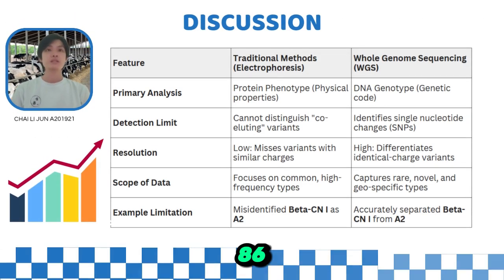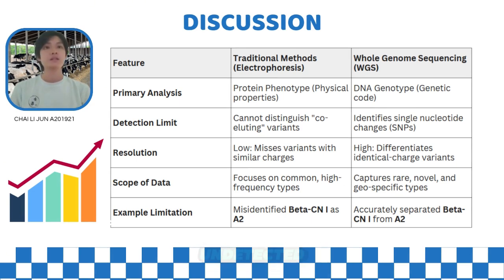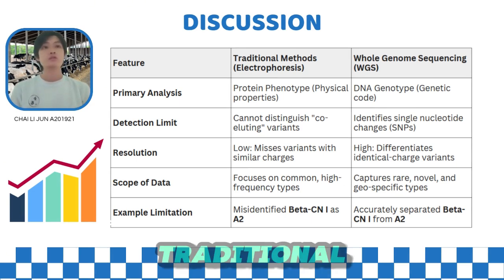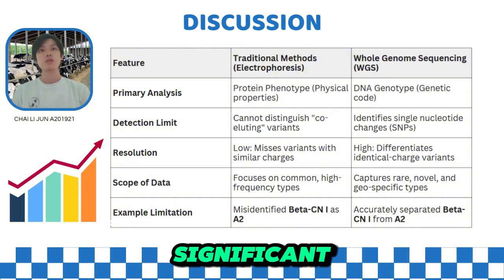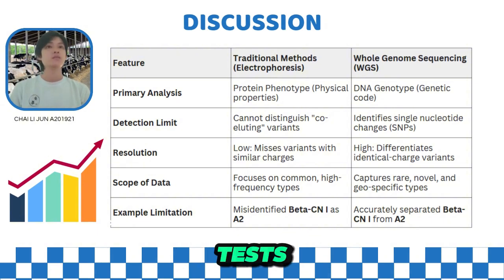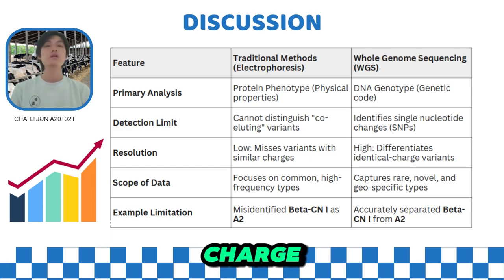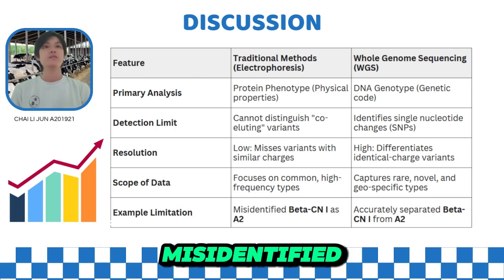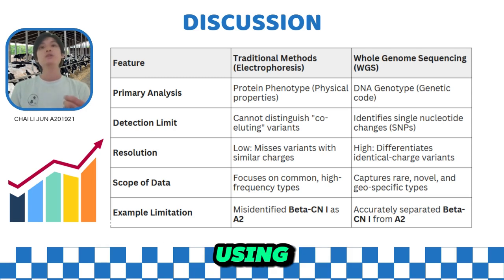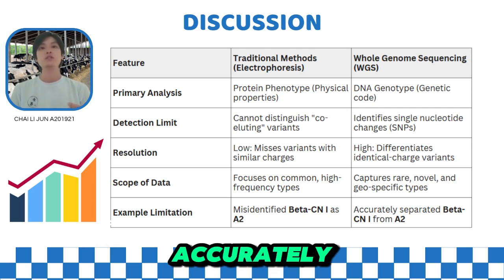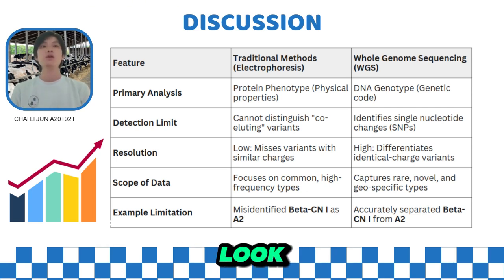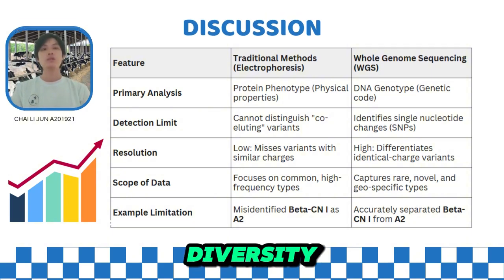Why were these 86 variants previously undetected? The reason is that traditional protein typing has a significant resolution gap. Legacy tests like electrophoresis often fail to distinguish between proteins with similar charge. For example, beta-casein A1 was historically misidentified as A2. By using whole genome sequencing, we can read the DNA directly, allowing us to accurately discriminate between look-alike variants and map the true diversity of genomes.